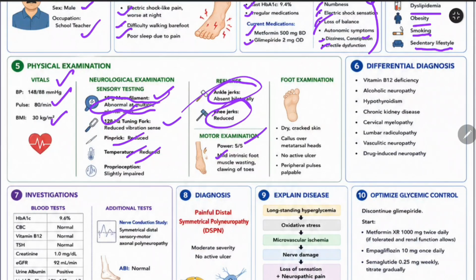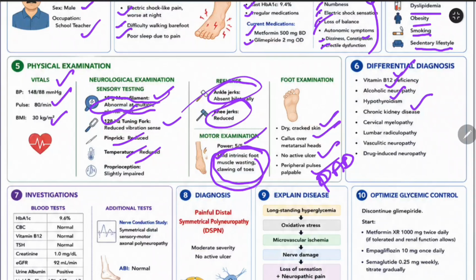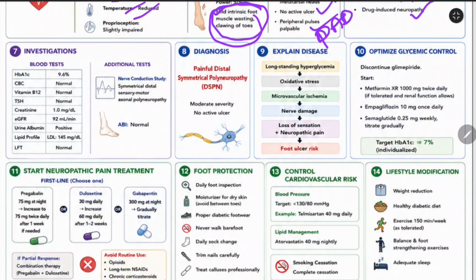Mild intrinsic foot muscle wasting, clawing of toes is there, that means the patient may also be developing Charcot's arthropathy. Dry cracked skin, callus over the metatarsal head, no active ulcer, peripheral pulses are palpable, that means the patient is probably not in peripheral artery disease. Differential diagnosis: B12 deficiency, alcohol, hypothyroidism, CKD, cervical myelopathy, lumbar radiculopathy, drug induced neuropathy. So you should exclude all these causes.